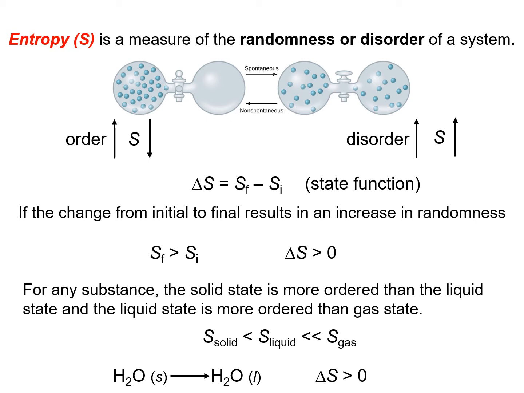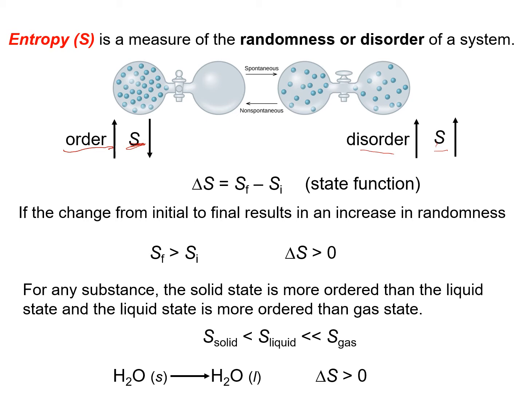So now what have I done to the disorderness of the system? I have increased the disorderness of the system. Meaning, what did I do to entropy? I increased the entropy of the system. So the higher the disorderness of a system, the higher the entropy. The more ordered the system is, the lower the entropy.